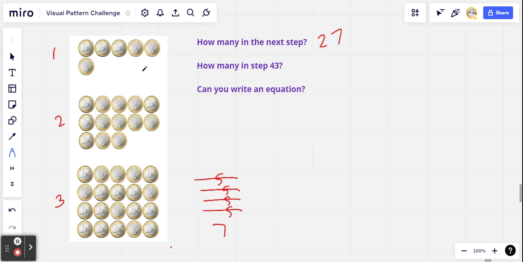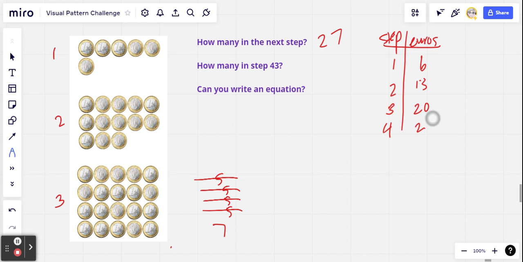What exactly is happening with this pattern? It doesn't leap out at me from the way these coins are arranged, so I'm going to analyze the numbers and we'll see exactly what is going on here. I'll make a chart with the step number and the number of euros in each step. In step 1, that's 6. In step 2, we have 13. In step 3, we have 20. And for step 4, we're predicting 27.